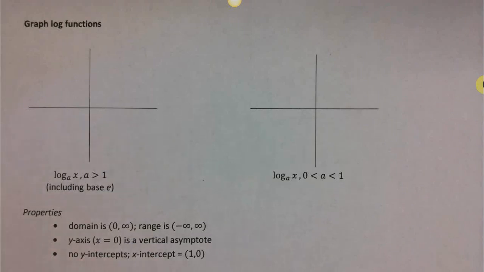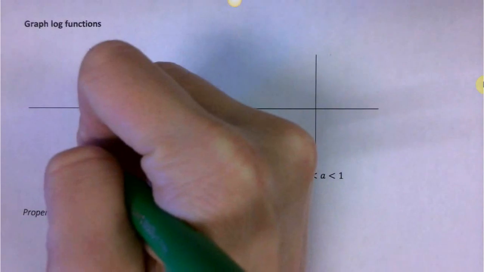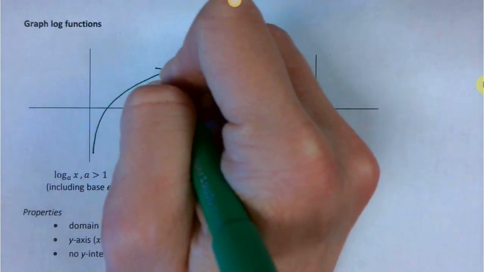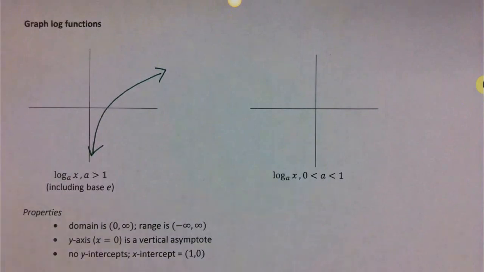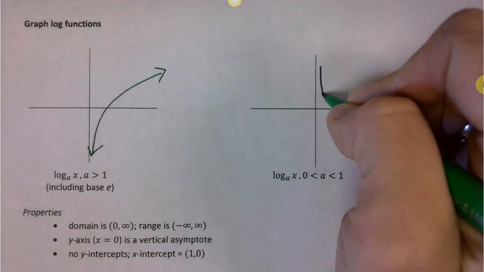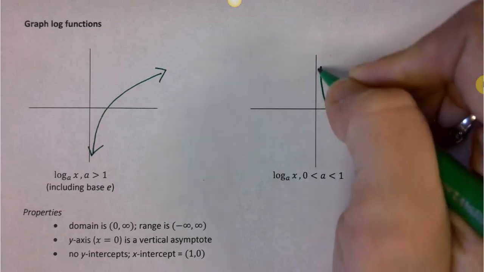The graph of a log function, where the base is some number greater than 1, which would include our base e, looks something like this. And a log function where the base a is between 0 and 1 is going to look something like this.